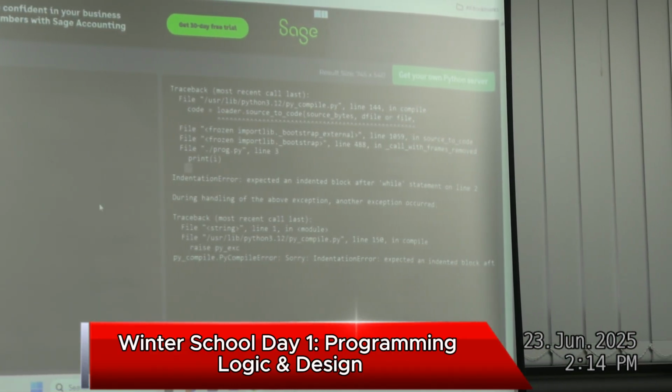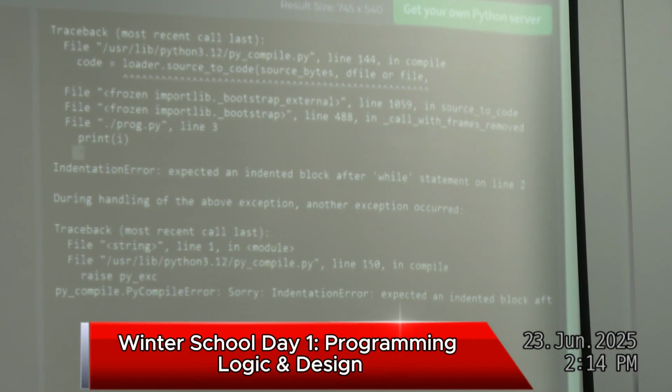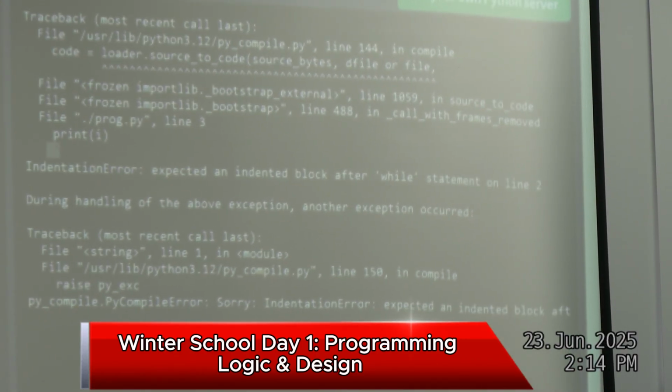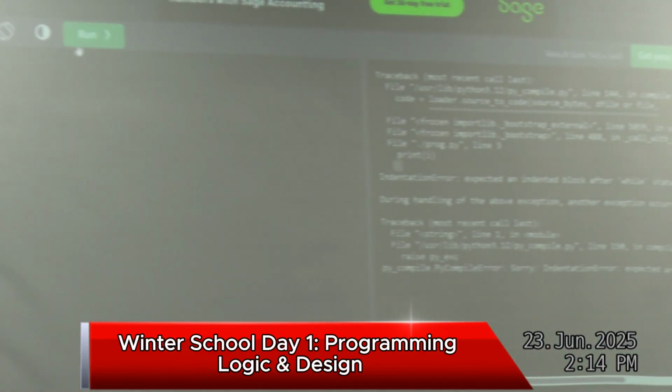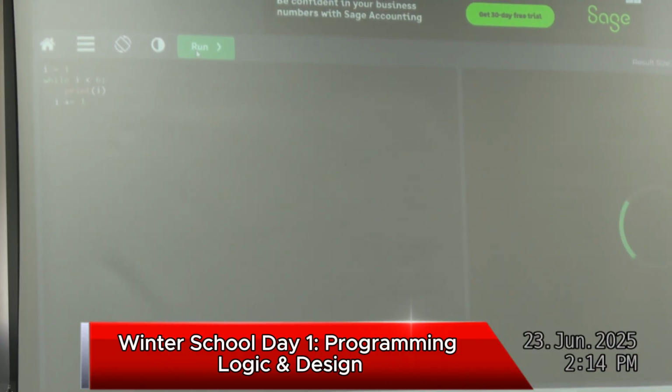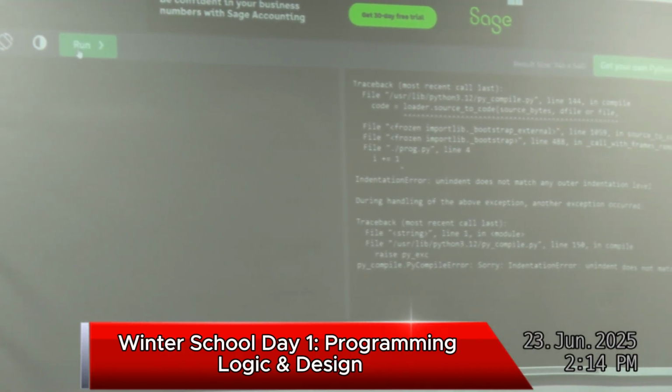How to avoid an indentation error? You press your tab once. You see that? I press my tab once and I go again and run it. Now it's still giving me an error.